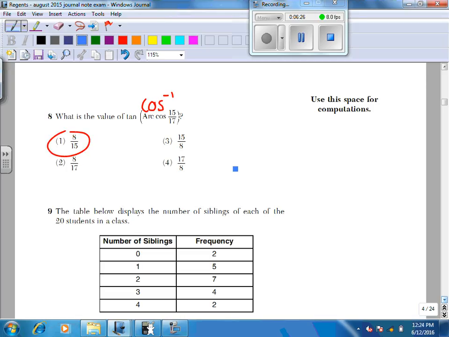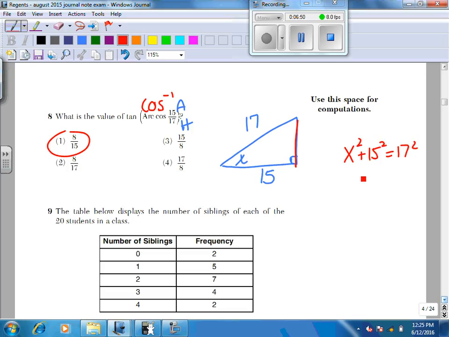Now again, you should know how to actually do this. If we know that cosine is going to give us 15 over 17, cosine is adjacent over hypotenuse. So adjacent would be 15, hypotenuse would be 17. If we want to find this side, we could do the Pythagorean theorem. And that's what gives us a side length of 8. So now we want the tangent of that. For tangent, we need opposite over adjacent. That's where 8 over 15 comes in.